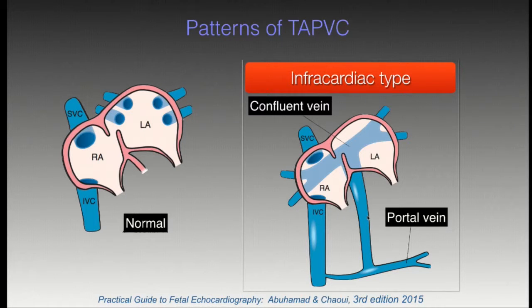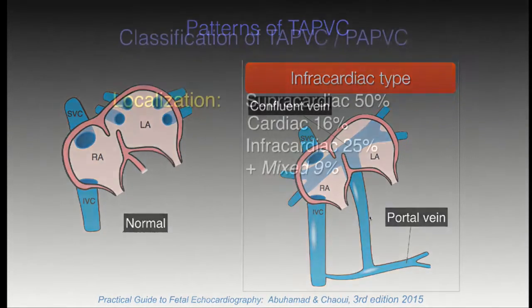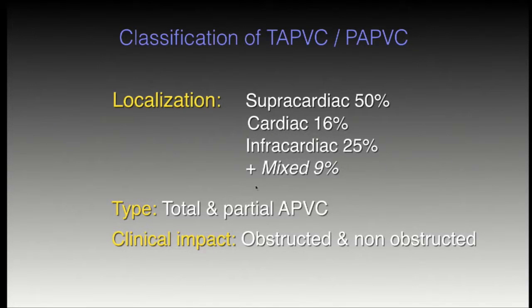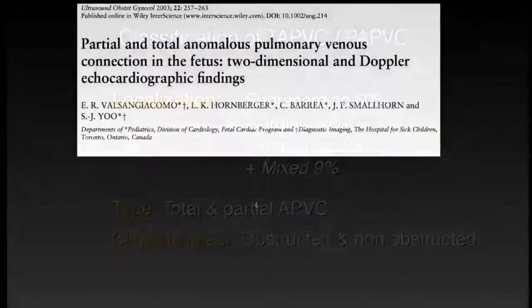So this is probably the most dangerous condition detected antenatally. If you look at the distribution, we have supracardiac, cardiac, and infracardiac, but you'll see later that some will find more supracardiac cases than the other one, probably more than 50%. But there are other classifications, as the total and the partial abnormal pulmonary venous return, or from the clinical impact, the obstructed and non-obstructed, but I cannot cover all these conditions today.